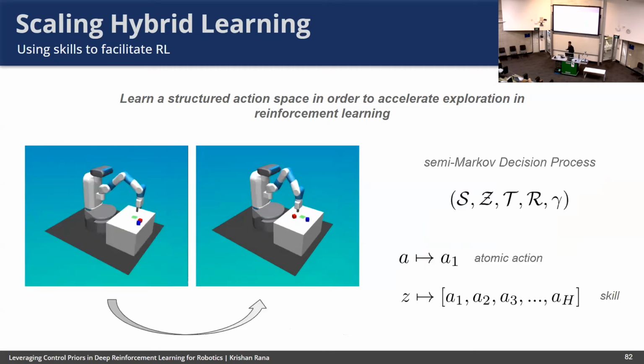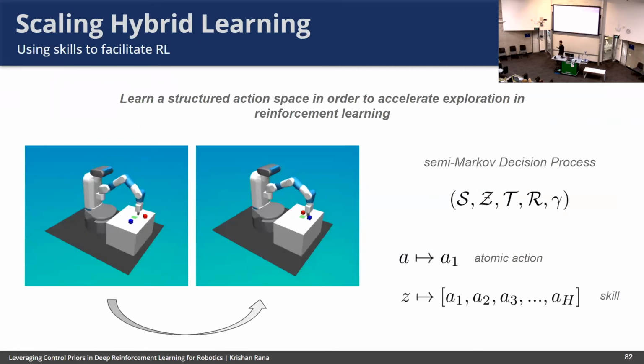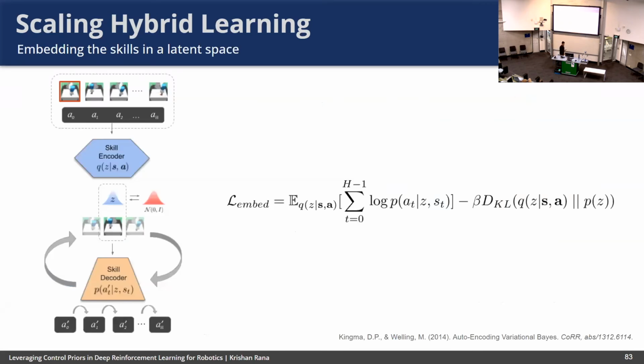Right? So to do that, we're moving away from a standard Markov decision process to a semi-Markov decision process, where our action is no longer just a single atomic action step, but a temporal sequence of these actions. So the question now is, how do you formulate this action space? You want your RL agent to sample from it, and the way we do this is we embed these skills into a continuous latent space. We do this using a variational autoencoder, which takes our sequence of actions and embeds them into a latent space Z, which we can sample and reconstruct into that same sequence of actions.